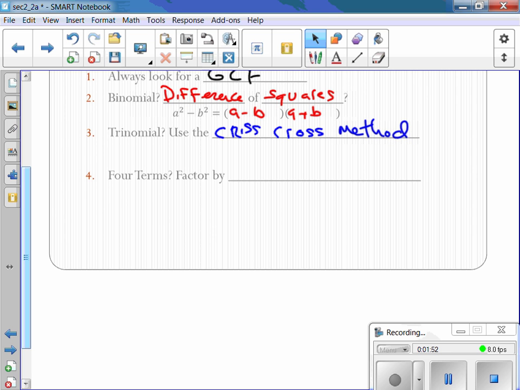And if it has four terms, give up and go home. Factor by grouping. Again, hopefully knowing these facts makes the factoring a lot simpler. Again, always try to start off looking for that GCF.